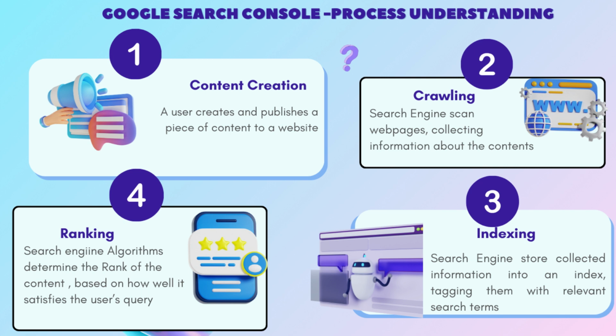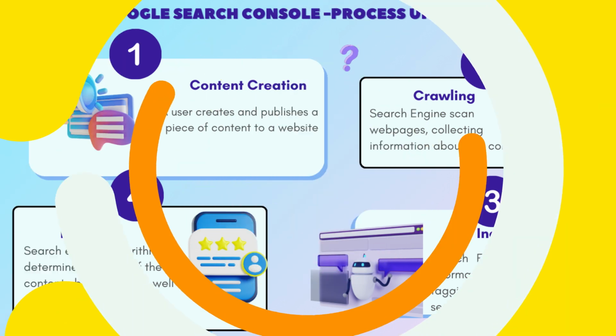Step number 1. When a user creates and publishes a piece of content on the website, through a blog or an article, this will be crawled by the search engines. Usually, search engines use sitemaps to crawl the data across the website. Once crawling is done, this will be indexed into the Google search engine index. Once it is indexed, it will be tagged to the relevant keywords.